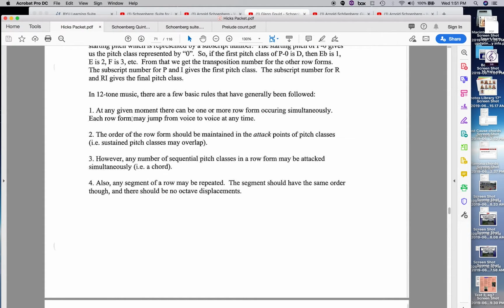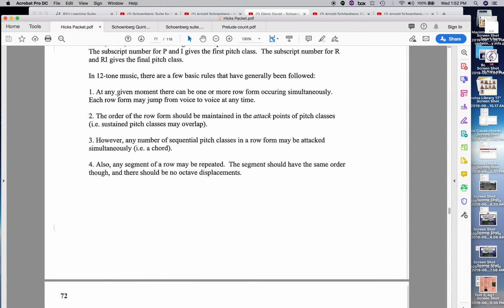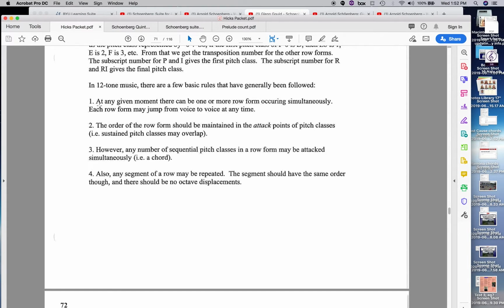Okay, number 1, at any given moment, there can be one or more row forms occurring simultaneously. And each row form may jump from voice to voice or instrument to instrument at any time. And again, we'll see lots of examples of this. Sometimes there's this term first order serialism, which is a kind of serialism in which there is only one row form happening at a given time. We'll look at a piece like that. That's rare. And then second order serialism is definitely the most common, where you have more than one row form at a time.